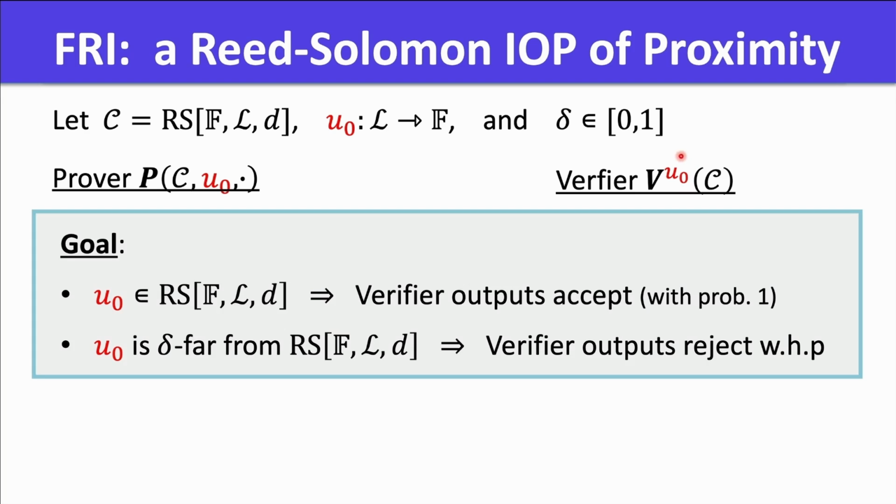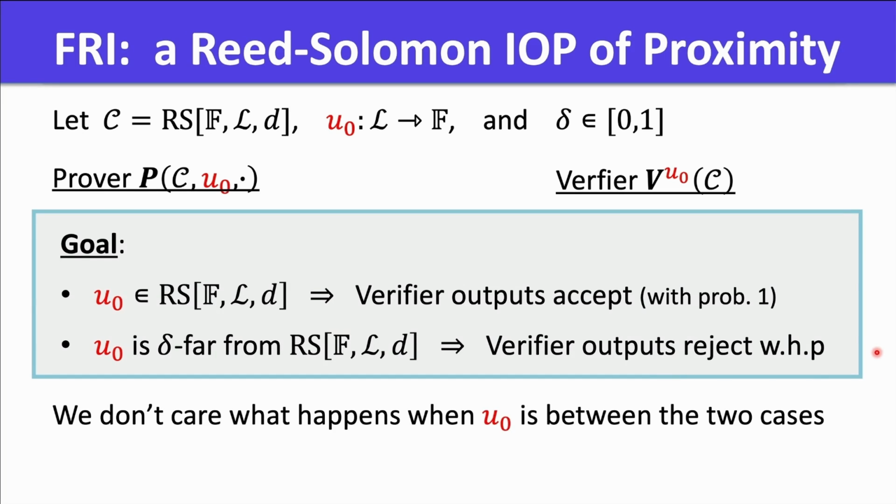The verifier, of course, is only given oracle access to the function u0, and it knows what the code is. The goal is that if u0 in fact is a code word in the Reed-Solomon code, then the verifier will accept its interaction with the honest prover with probability 1. However, if u0 is delta far from the Reed-Solomon code, then the verifier will reject with very high probability. As usual, we don't really care what happens when u0 is between these two cases. We only want to make sure that when u0 is delta far, the verifier will reject.